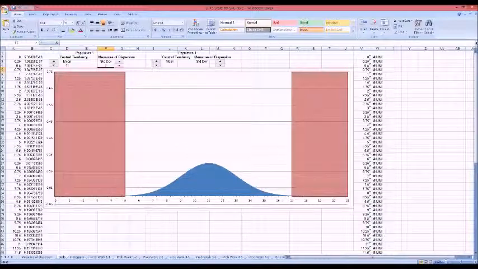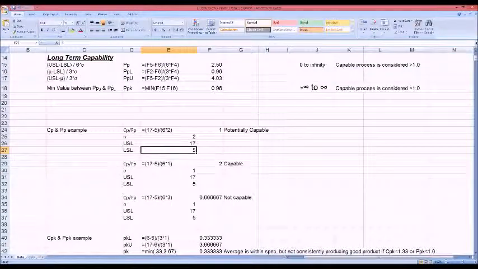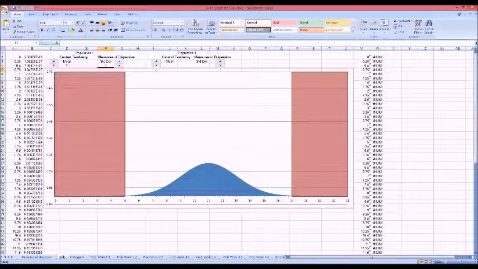So that's not terrible. Let's go back to what this gives us: upper spec limit 17 minus 5, there's your 12, divided by 6 times your standard deviation of 2, which is 12. So 12 divided by 12 is 1. So I would say that it's potentially capable. And when your CP and PP are 1, that means you can fit your 6 sigma, or your bell curve, right within the spec limits. So plus or minus 3 sigma: minus 3 sigma is 5, plus 3 sigma is 17.